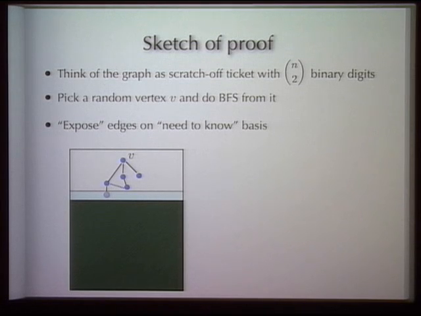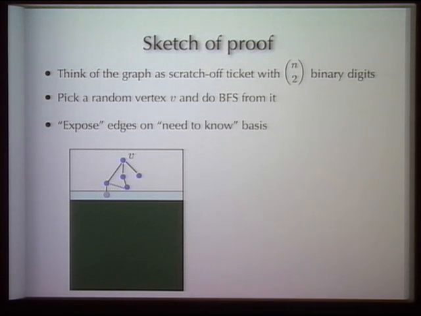Think of the graph as a lottery ticket that you get to scratch off, and there are n choose 2 binary digits, zeros or ones, telling you the presence or absence of each edge. So what we're going to do is pick a random vertex, maybe vertex 1, and do breadth first search from that vertex. And we will scratch the lottery ticket off on a need-to-know basis. When we need to know whether an edge is in or out, that's when we do the scratching to find out.